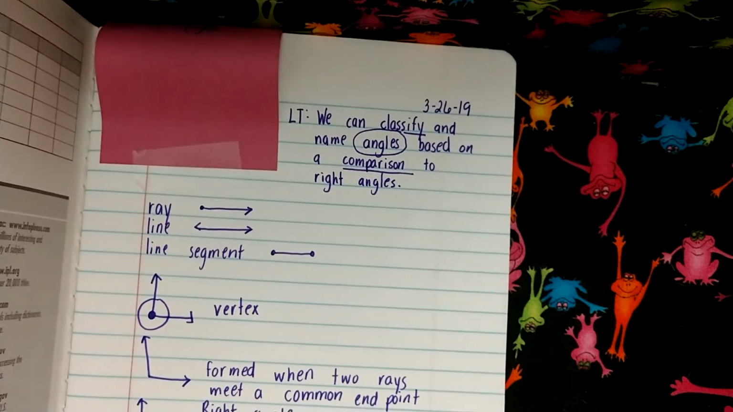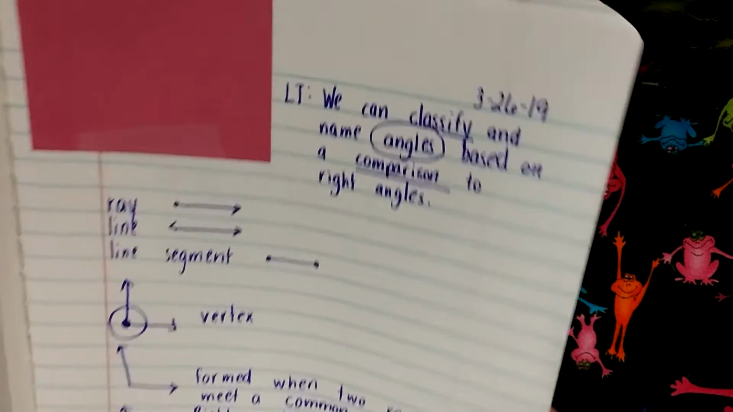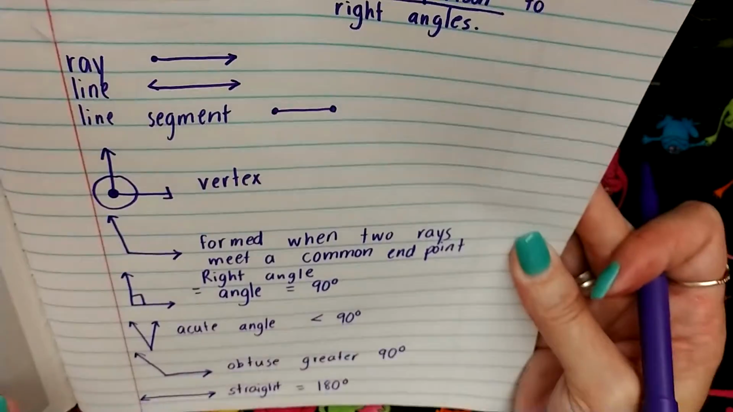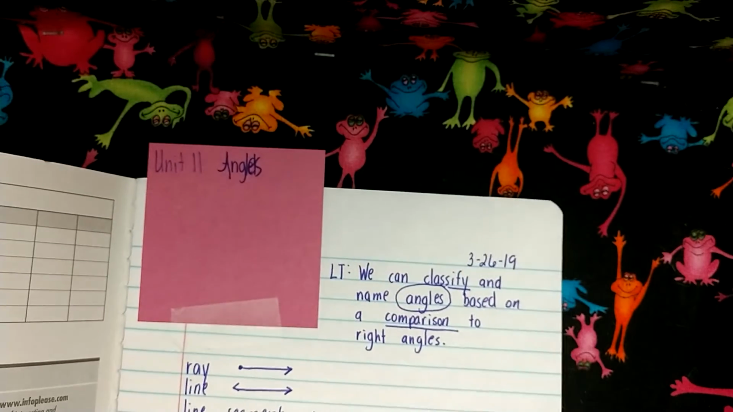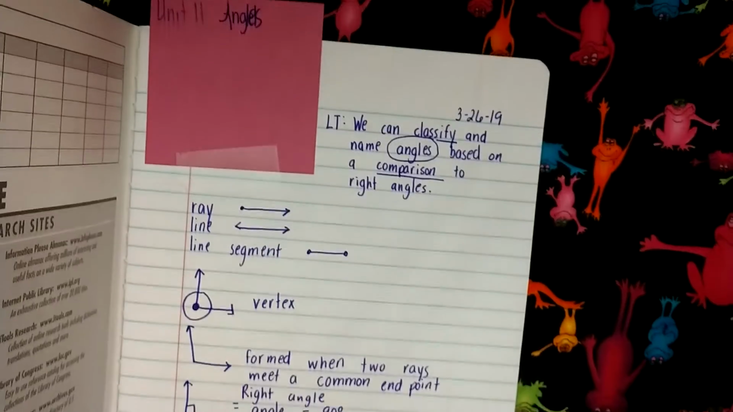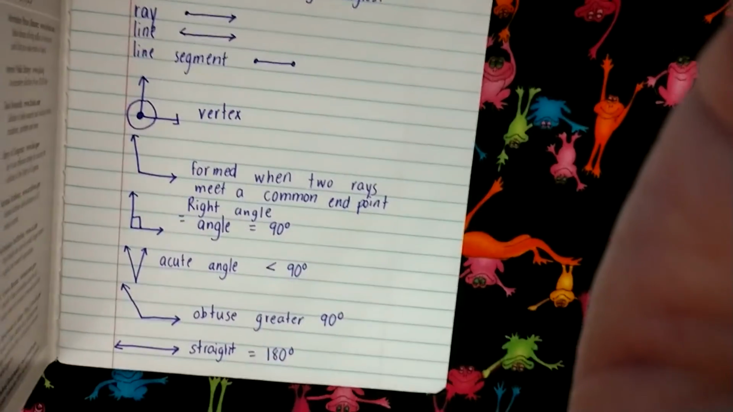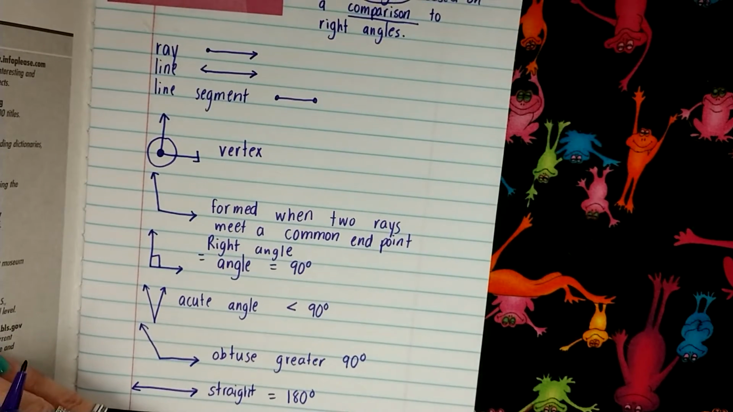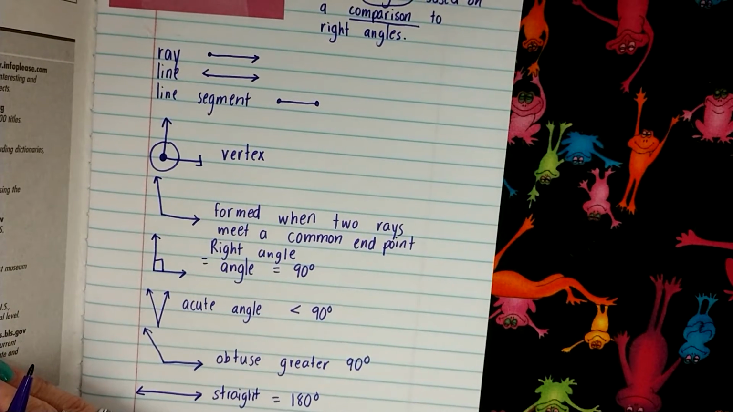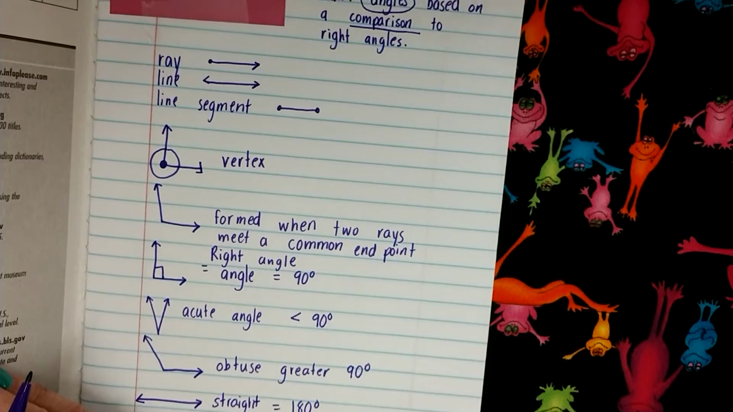All right, so this is the vocabulary that we needed to have. Let me go ahead and show you all of this here. Move this page up a little bit. So we have all of that. That is our vocabulary that we discussed, and it should be in their notebook.